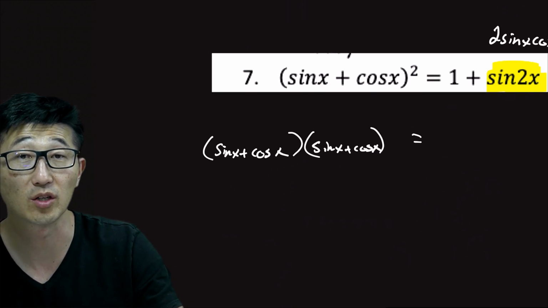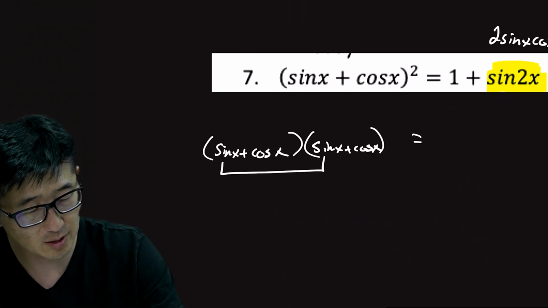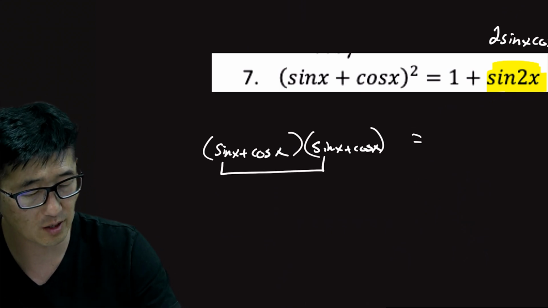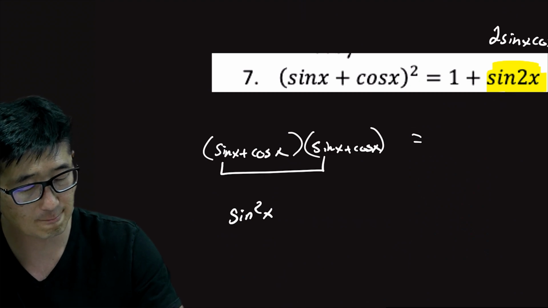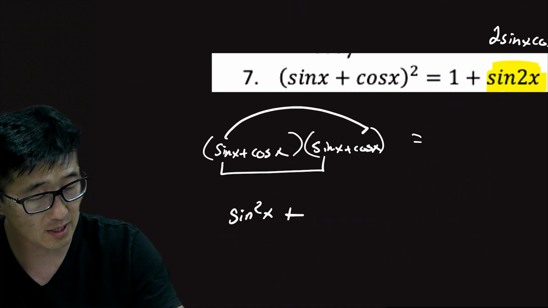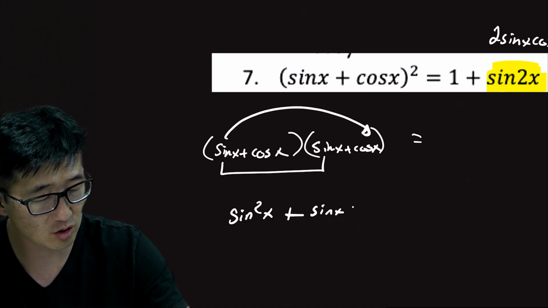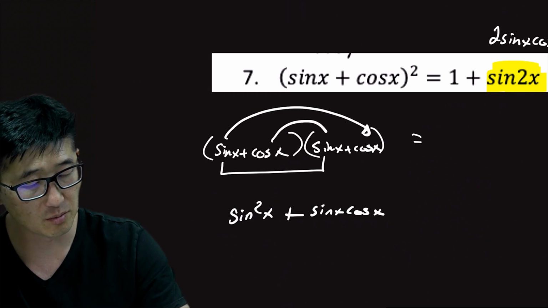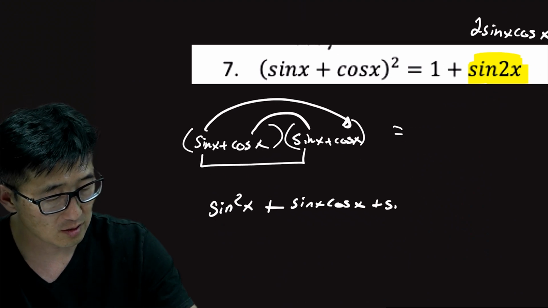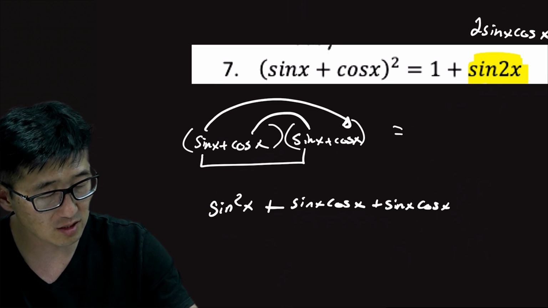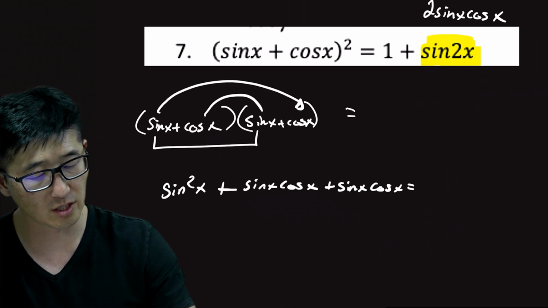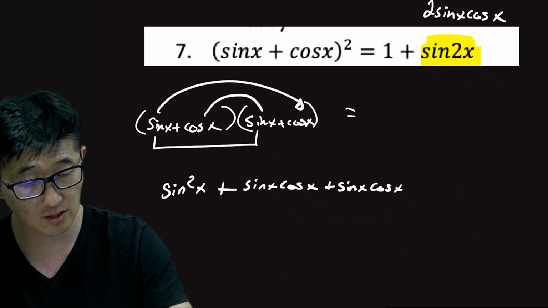Okay, and you want to distribute everything out. Sine times sine makes sine squared x. And then this times that will become sine of x cosine of x. And then the middle two will become sine of x cosine of x. And then the last two will become cosine squared x.